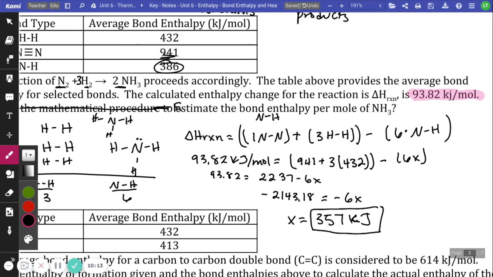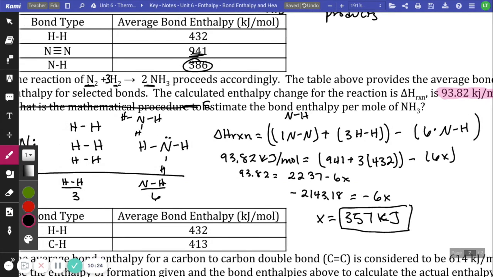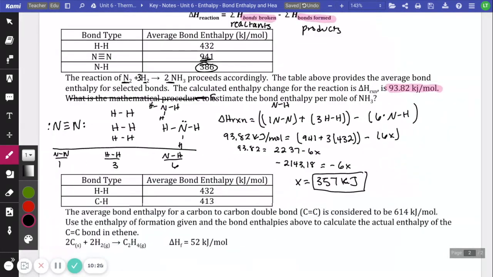According to our chart, it has 386. So that's pretty stinking close. Those are average bond enthalpies. Each compound may have a slightly different energy of the bond there. So that's pretty stinking close for that one. Cool. Sometimes you may not get a close answer.